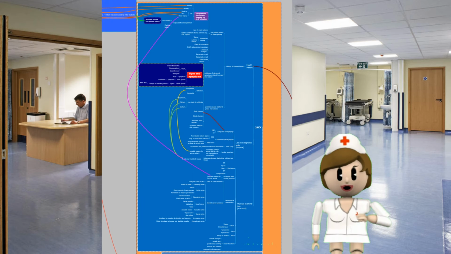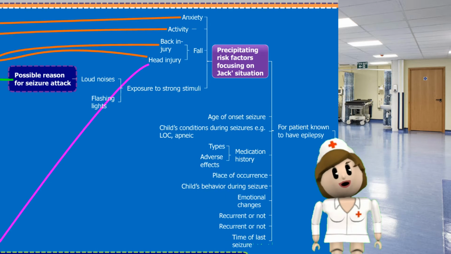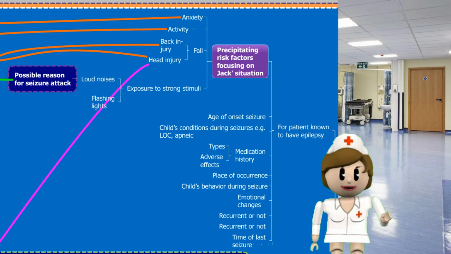As a school nurse, there won't be any advanced machines in school, so lab and diagnostic tests cannot be done until Jack is sent to hospital. Therefore, the school nurse can only obtain his health history and perform physical examination. Firstly, let's talk about what should be included in the health history. We should assess the time of last seizure and the age of onset if he has previous experience of seizure.